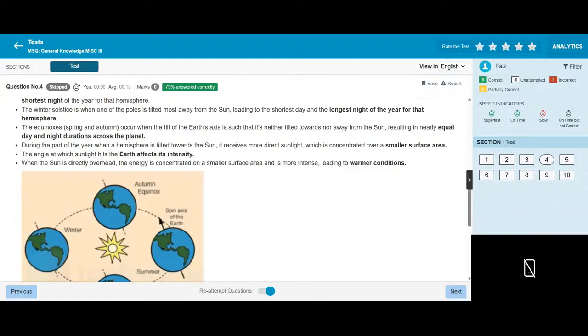During the part of the year where a hemisphere is tilted toward the Sun, it receives more direct sunlight, which is concentrated over a smaller surface area. This depends on the angle at which sunlight reaches it. When the Sun is directly overhead, the energy is concentrated on a small surface area and more intensely, leading to warmer conditions.